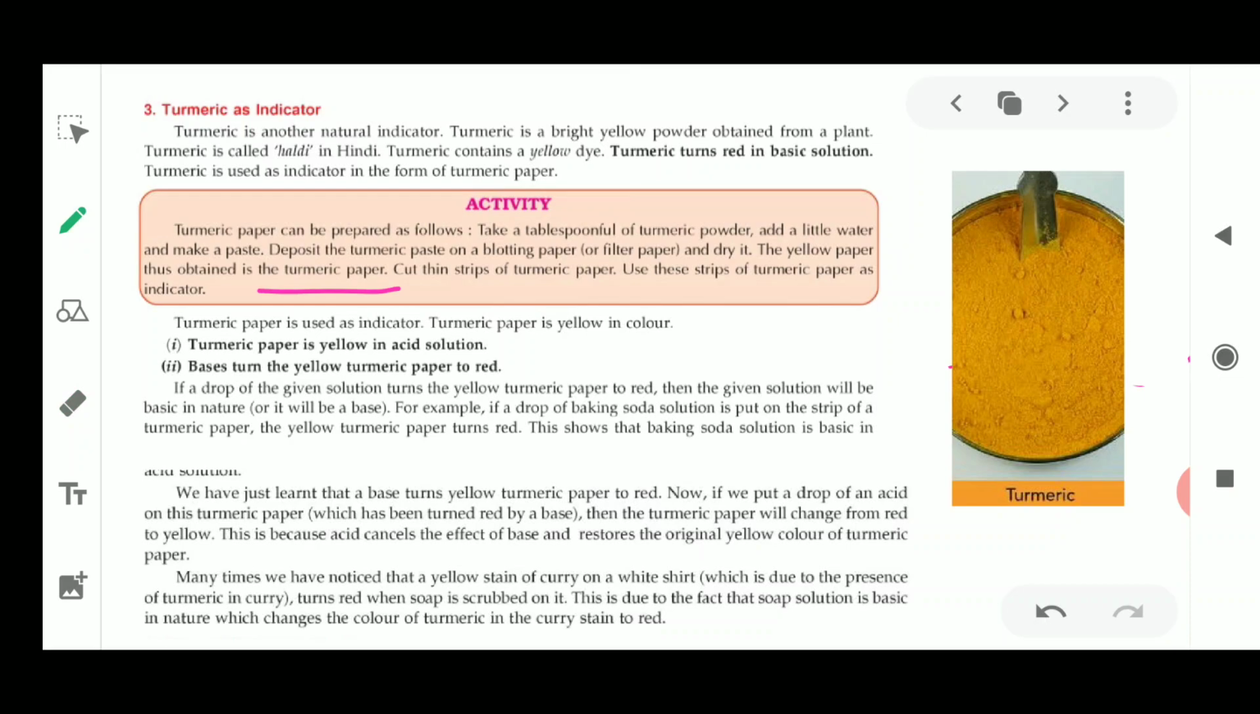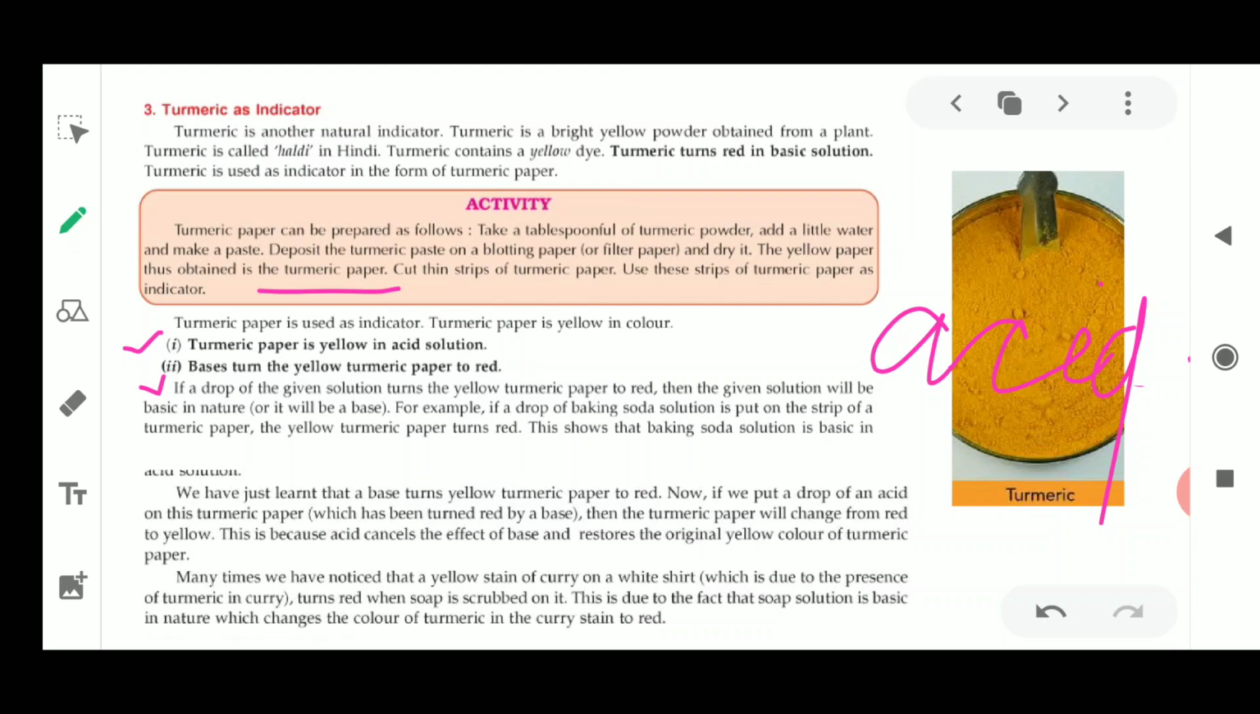So turmeric paper as an indicator shows the following change. The turmeric paper is yellow in acidic solution. It is not going to show any change in the acidic solution. If you are adding acid to it, it is not going to show any change. Now as soon as the base is added to this paper, it is going to turn this yellow paper red in color.